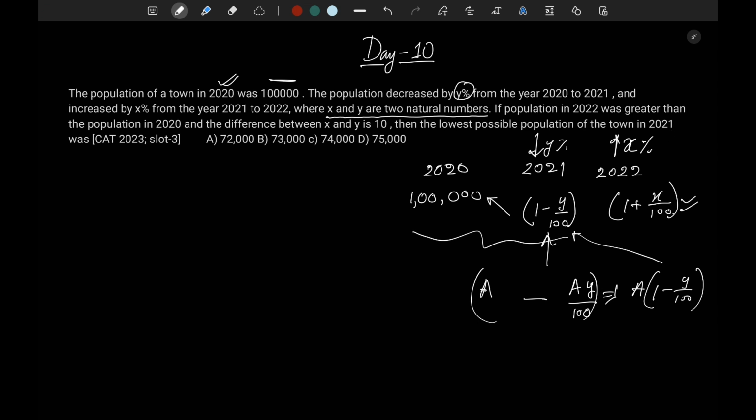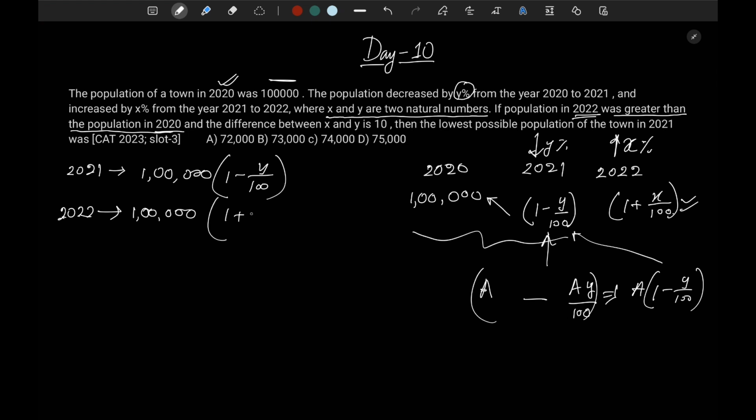So they have mentioned that the population in 2022 was greater than the population of 2020. This is a very important statement. We will see why. But before that, first let's write down the population in 2021. It was this much, and the population in 2022 was this much.